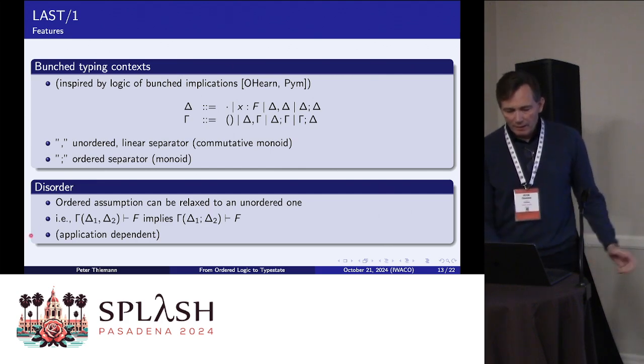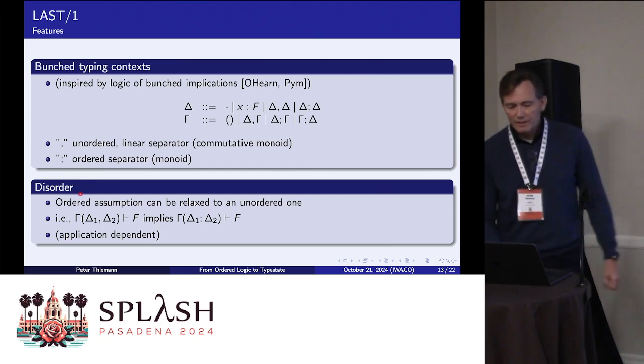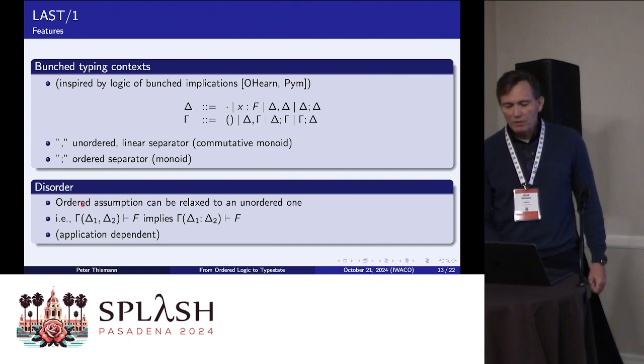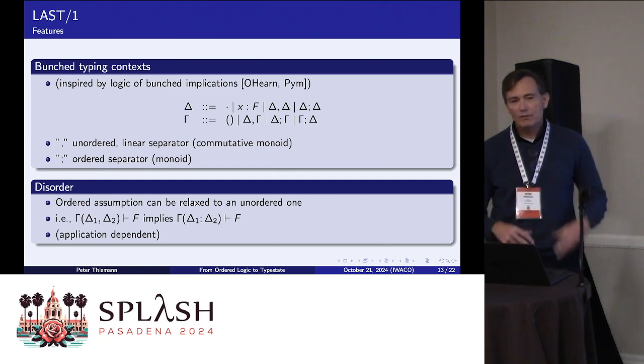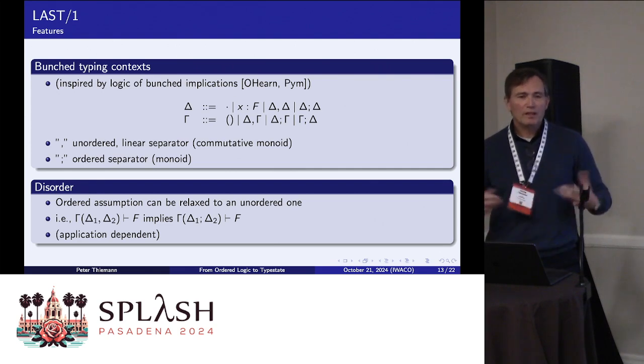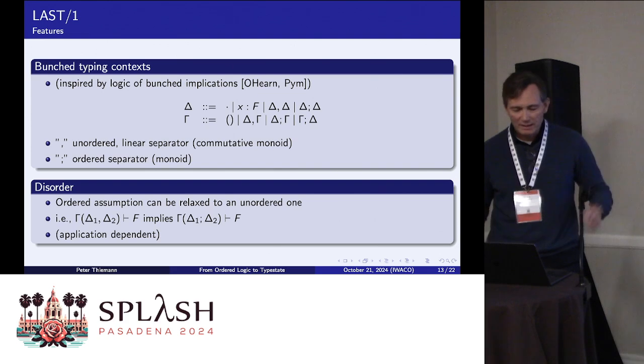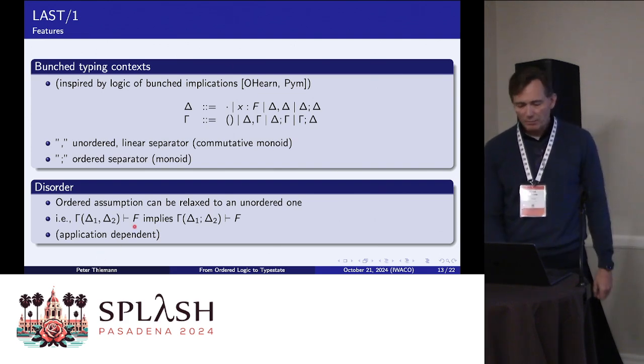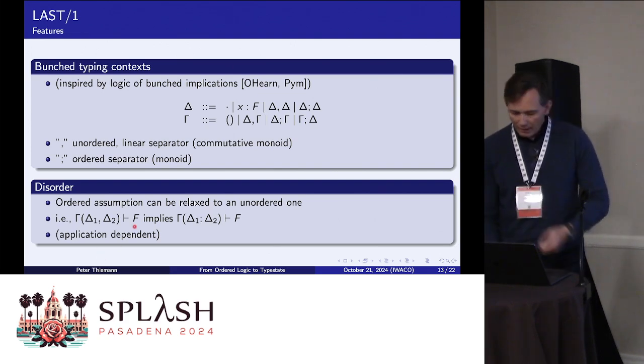Right. And then they also have something that they call disorder. So ordered assumptions can be relaxed into an unordered one, which means whenever you can prove something with an ordered assumption, then you can also prove it with an unordered one, because usually it doesn't depend on that. And this is really application dependent. Right. Okay.